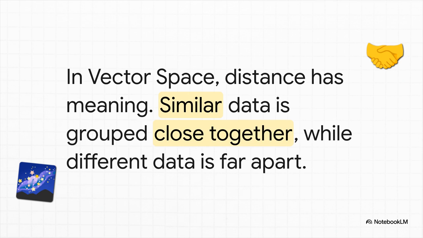And here is the absolute key takeaway. In this digital world, this vector space, distance actually means something. Things with similar concepts like the word cat and the word kitten get placed really close together. Meanwhile, unrelated things like cat and car are way far apart.